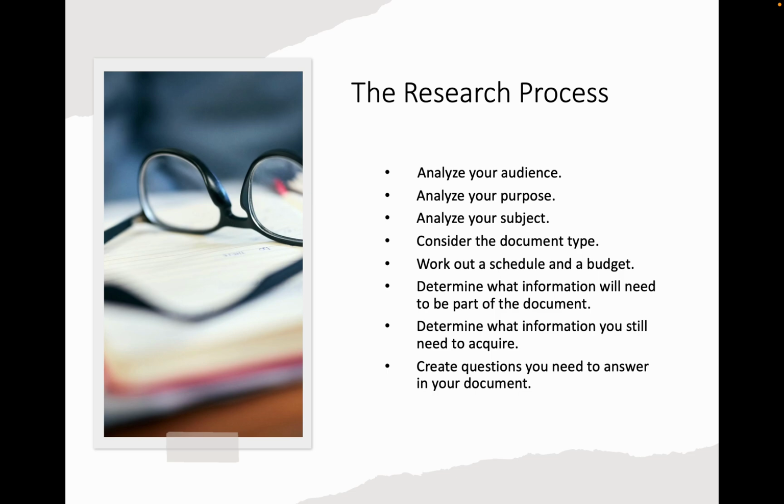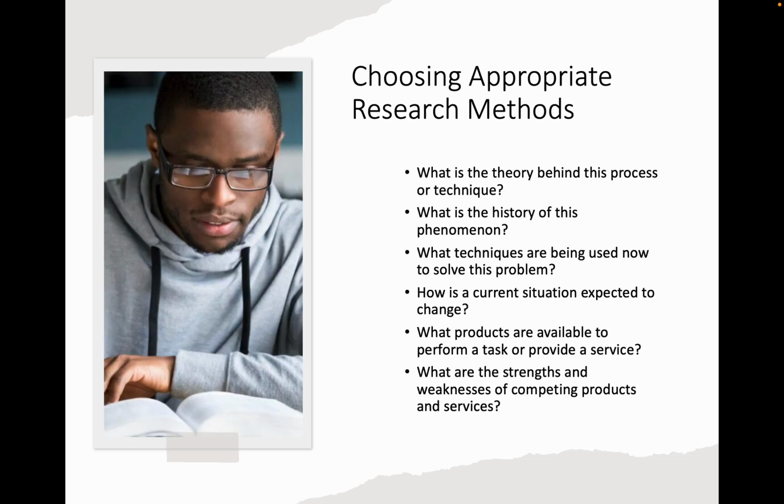Then you're going to consider the document type. This is where you think about how you can best relay the information that you have found. If this is a big project, you might need to work out a schedule and budget for this research process, and then determine what information will need to be a part of the document that you're creating, determine what information you are still going to need to acquire, and lastly, create questions that you will need to answer in your document.